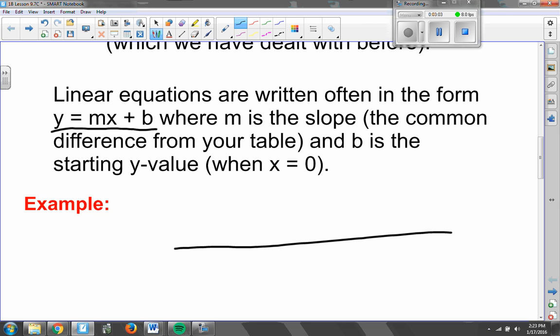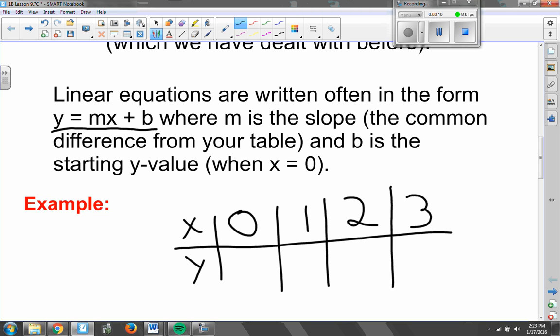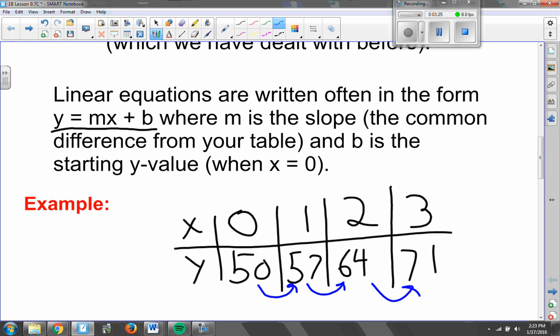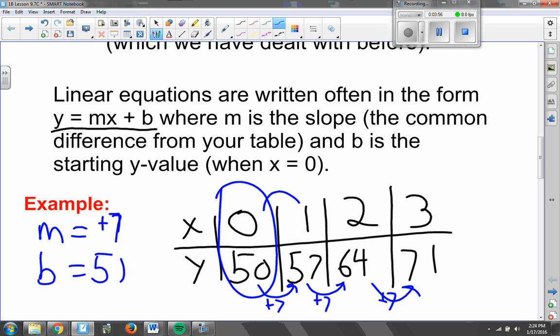So, again, for example, if I have x: 0, 1, 2, 3, and y: 50, 57, 64, 71. Those y values have a common difference instead of a common ratio. As x goes up 1, y goes up 7, which means my m number is a positive 7. I don't even really need the plus, but I'll put it there anyway. My slope is my common difference in my y values, which in this case is 7. My b value is, when x is 0, what is my y value? It is 50. So I start at 50.